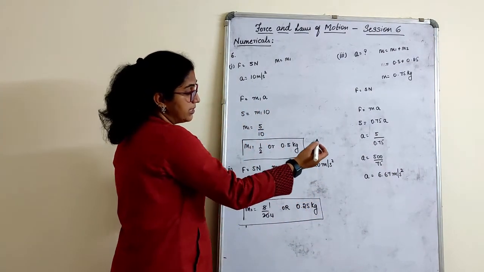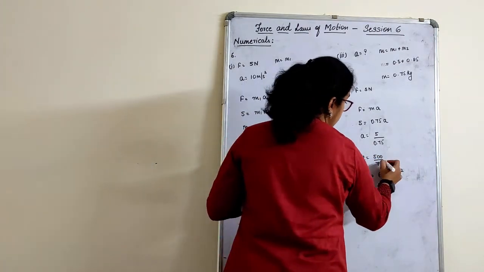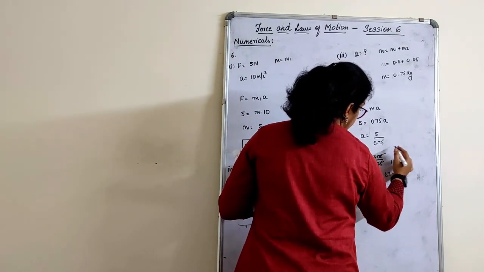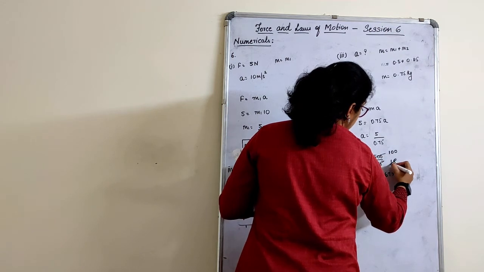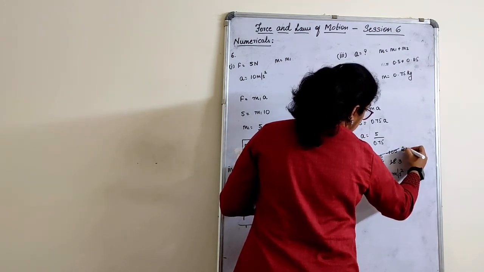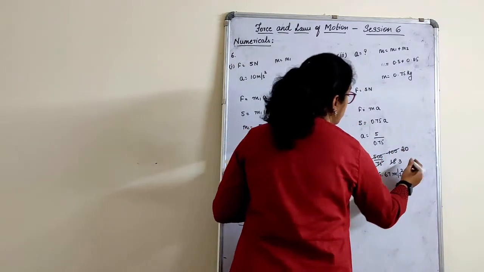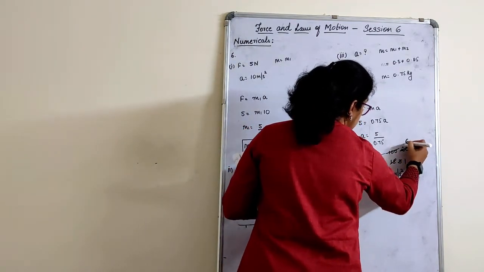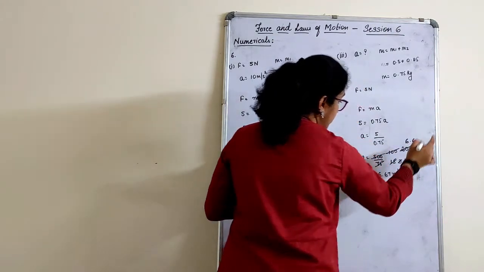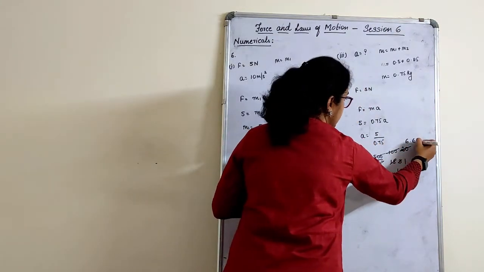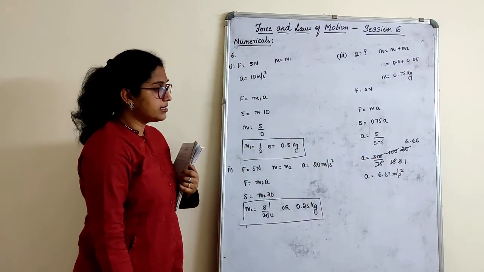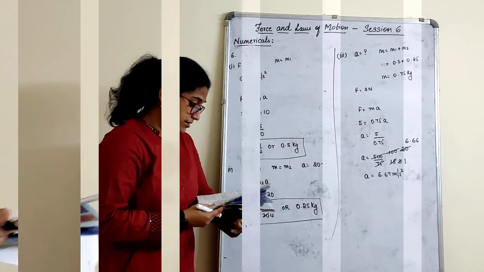Right? Cancel with 5, whatever number comes. So 5 ones are 5, 5 fives are 25, 5 tens are 50, 5 threes are 15, 5 twos are 10, 0. So 3 ones are 3, 3 sixes are 18, 2 remainder, again 3 sixes are 18, it goes on 0.6666, it is recurring. We know what is recurring. That is why we got the answer as 6.67 meters per second square.